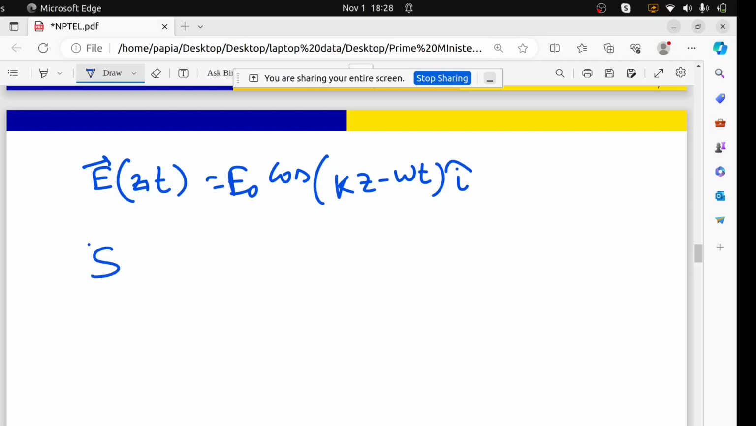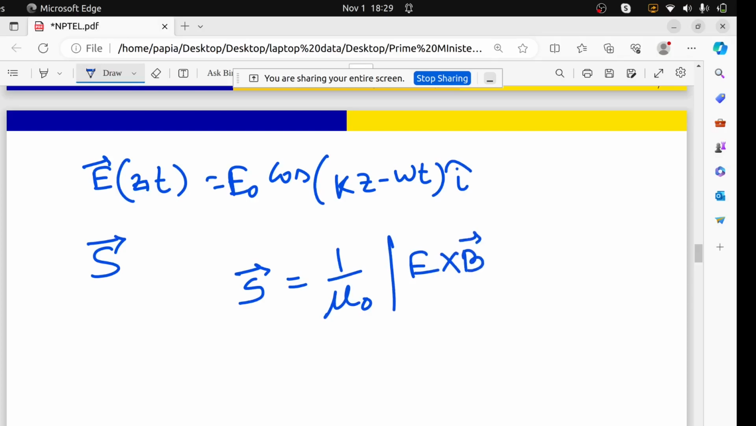And what will be the value of the Poynting vector? So first of all, what is the expression for the Poynting vector? The expression of the Poynting vector is nothing but E cross B divided by mu naught. Right? To know the value of the Poynting vector, what do we need to know? Our electric field is given here. We just need to know what the magnetic field will be. If I can calculate B with the help of E, then we can calculate S also. So what will be B here?